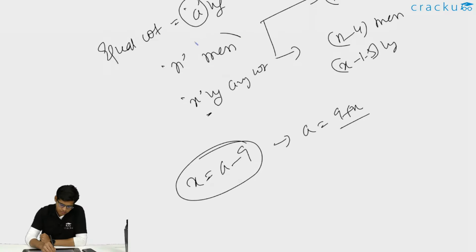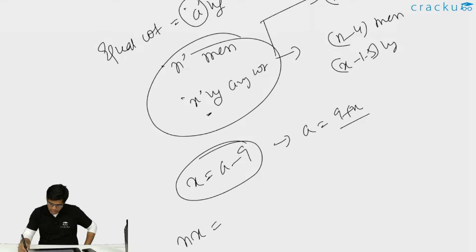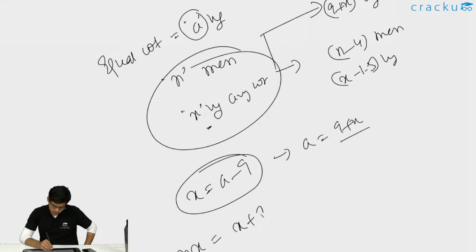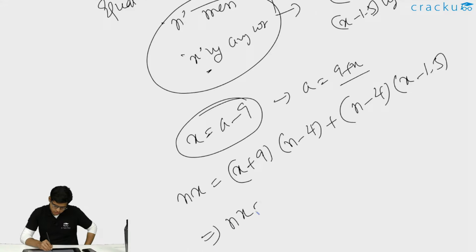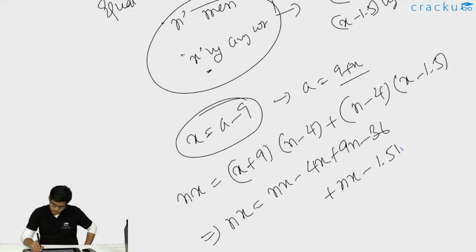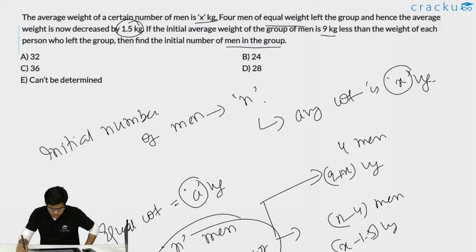So overall I can say the total weight here will be what? n into x, because total is, we know, average into number of observations. nx equals 4 into (x plus 9) plus (n minus 4) into (x minus 1.5), or nx equals 4x plus 36 plus nx minus 1.5n minus 4x plus 6. nx we can cancel. Okay, what have we been told?